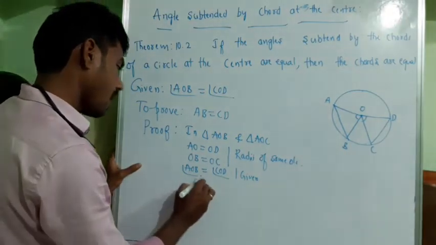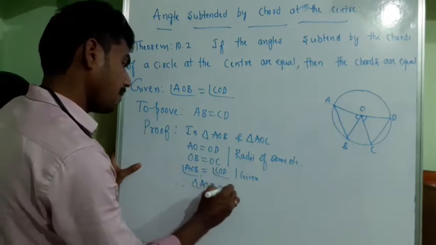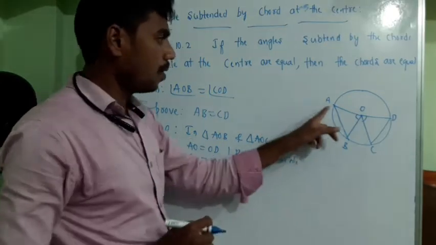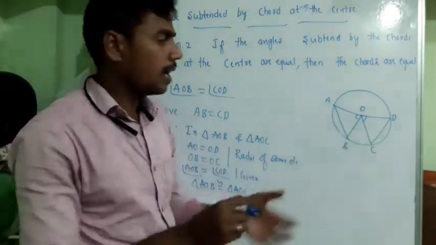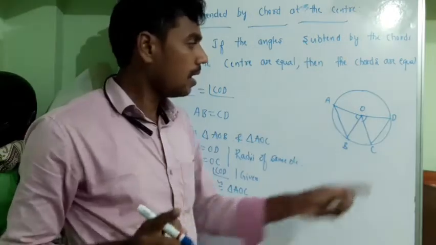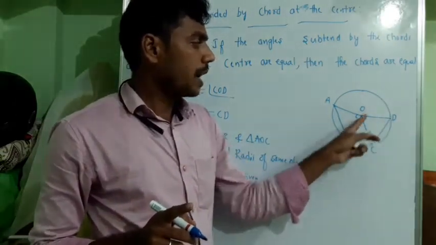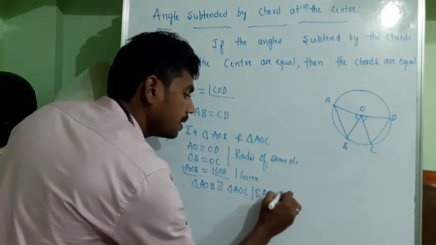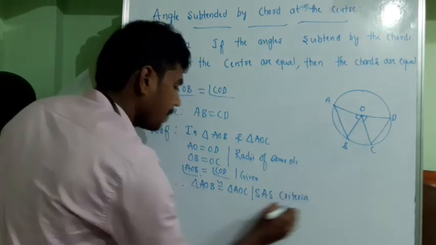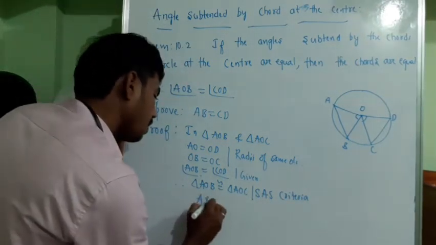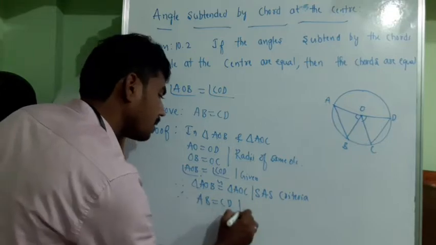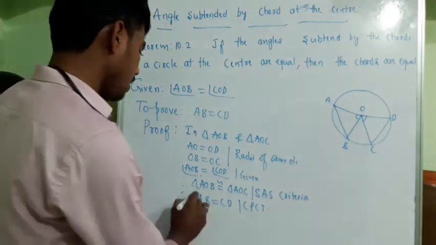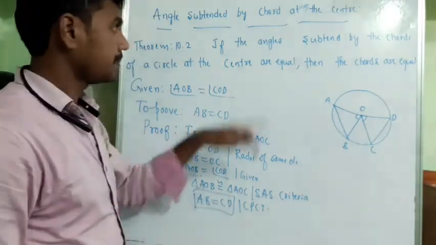Therefore, triangle AOB is congruent to triangle COD. Why? AO is equal to OD, OB is equal to OC. Two sides and the included angle of one triangle are equal to two sides and the included angle of the other triangle. This is because of SAS criteria. Therefore, AB is equal to CD, because of CPCT, corresponding parts of congruent triangles. So, we proved it. Please note this theorem.